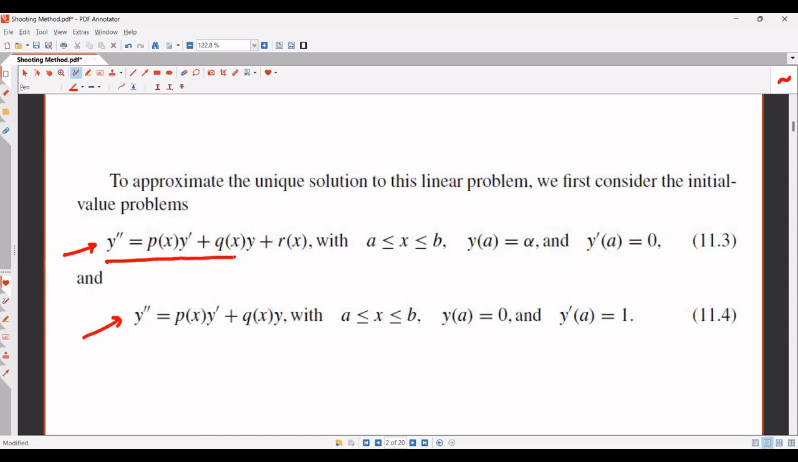As you can see, in the first initial value problem, the differential equation remains same. Of course, the interval remains same. But the initial conditions are given only at the point x equals a and not at b. And the first condition is the exact same condition given in the original problem, but this one is new. The derivative of y is given at a equal to 0.